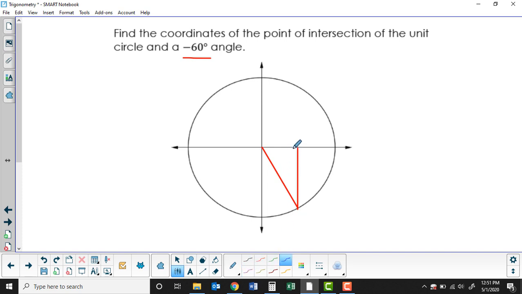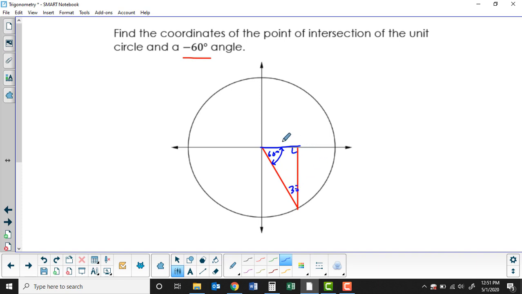All right, so we've got our right triangle right here. This is our 60-degree angle. That's our negative 60-degree rotation because we went clockwise from here down to here. Now that would make this 30 degrees.